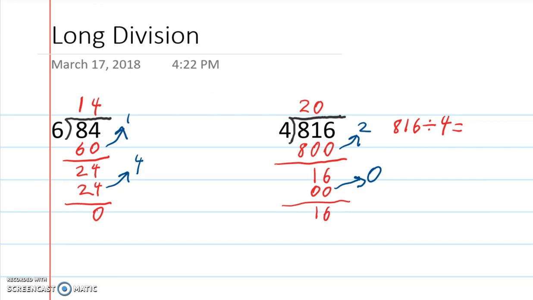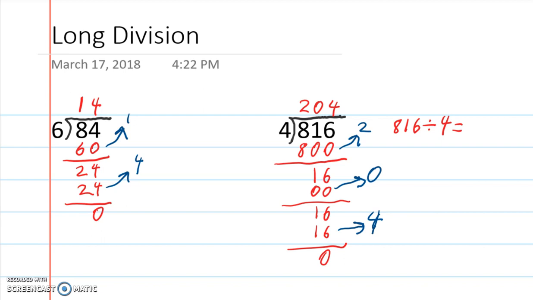Okay. And now, how many times does 4 go into 16? It goes in 4 times to get us 0 at the end. 4 times. There you go. So 204. Okay, so this is pretty good.